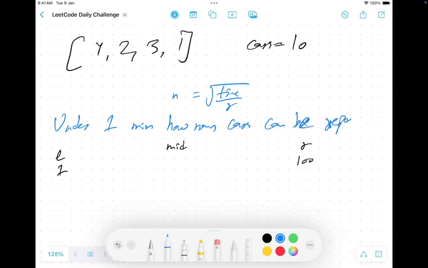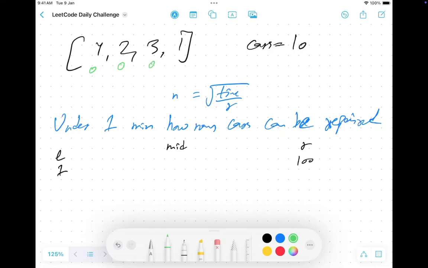Can be repaired. So what about this? If time is only 1, how many cars can he repair? Time is 1, rank is 4, so 1 by 4 is 0 point something, and under root of this is very less, so let's assume 0 only. So 0 cars will be repaired for this, 0 car for this, and 0 car for this.